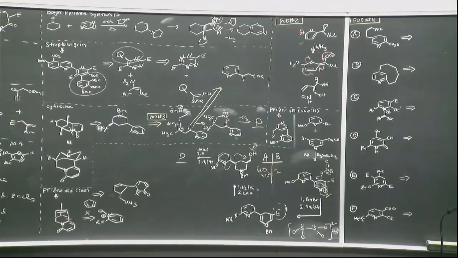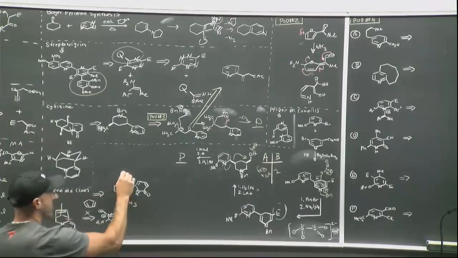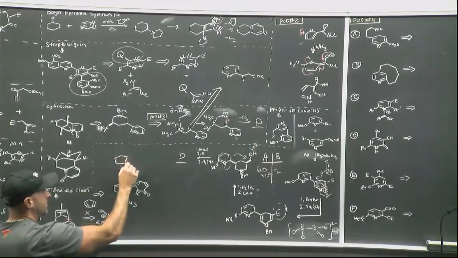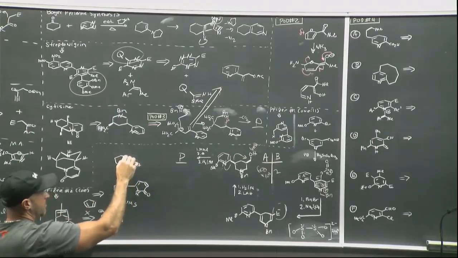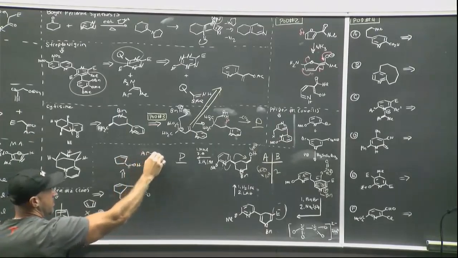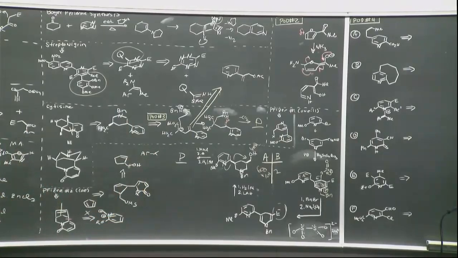You could just use a palladium and do like a Mizoroki-Heck. Mizoroki-Heck, that's a great idea. That's great, Nick. You mean this? Yeah. How do I control the regiochemistry? If I can't control the regiochemistry through intermolecular means, what are my other options? Aha. Yeah. And that's exactly what Jotham Coe did.